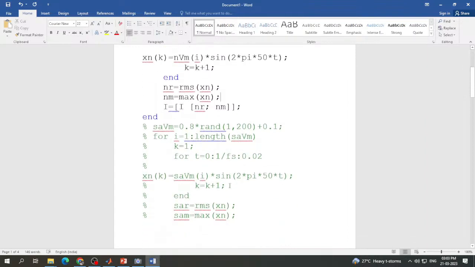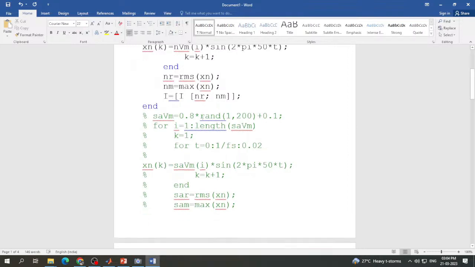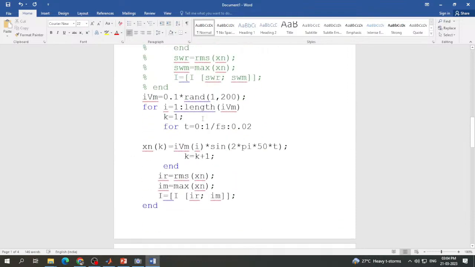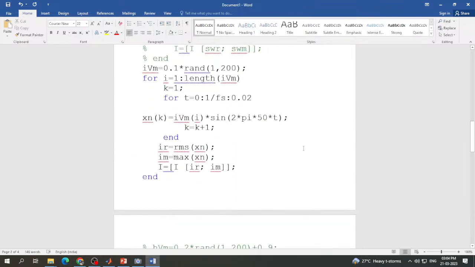So that one is the maximum value present in the signal. These two values I am going to use for my ANN training as input, and this is used to get the input pattern. Now it is done for the normal one.